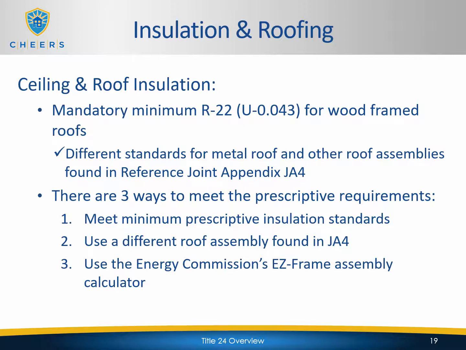The first one is just to meet the minimum prescriptive insulation standards. If it says R30, you install R30. Our option number 2 is to use a different roof assembly that can be found in JA4. There are metal roof assemblies, there are rafter type assemblies. So if you're doing something other than a standard wood framed roof, go to JA4 and meet the requirements that they have listed there. And then finally, you can use the Energy Commission's Easy Frame Assembly Calculator. That will give you the U factor of the type of assembly that you want to build, and as long as that assembly meets the minimum requirement or prescriptive requirements for U factors, then it will comply with the requirements.